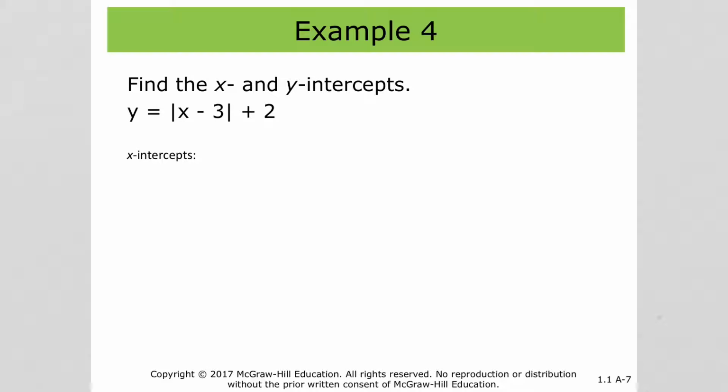For example 4, same deal. To find the x-intercepts, we plug in where y is 0. Subtract 2 from both sides. And this time we have a situation where we've got an absolute value, and you can't have an absolute value equal to a negative number. So there are no x-intercepts.